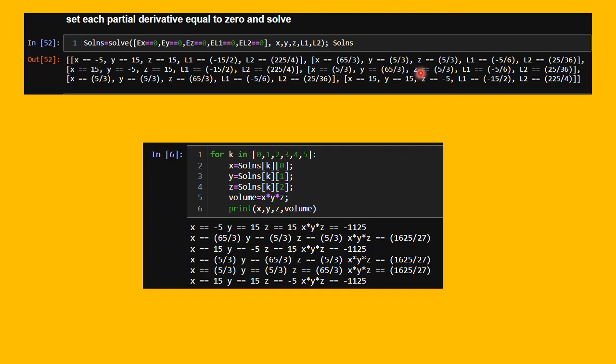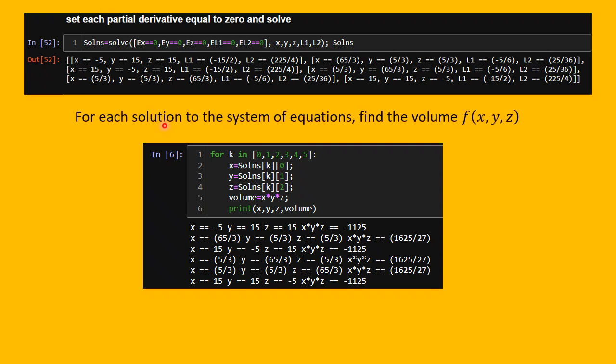Now some of these are not really feasible physically. For instance, we cannot have the length of a side x being minus 5. So this first solution to that system of 5 equations, 5 unknowns, is not going to be a solution to our rectangular box problem. So we're going to have to do something more to figure out which one has the maximum volume. And so for each solution that we have up here, let's find the volume corresponding to it, f of x, y, z, which remember is x times y times z.